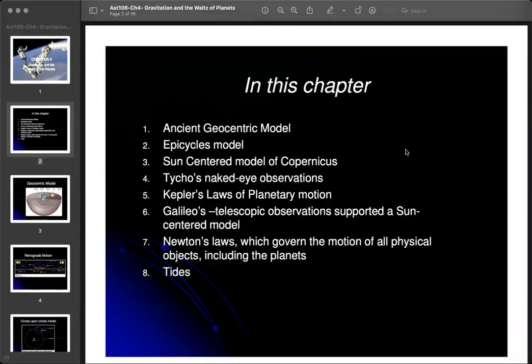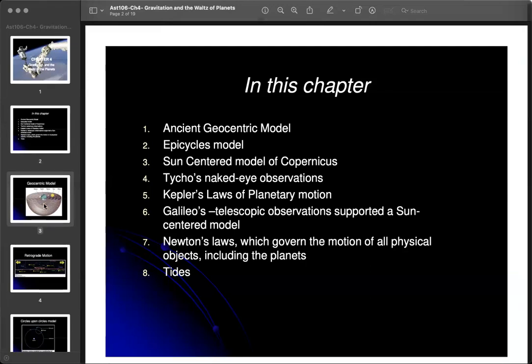The main topics that you will learn in this chapter are the ancient geocentric model, epicycles model, sun-centered model of Copernicus, Tycho's naked eye observations, Kepler's laws of planetary motion, Galileo's telescopic observations supporting a sun-centered model, and Newton's laws and how they explain the movement of planets. And then at the end, we'll learn about tides.